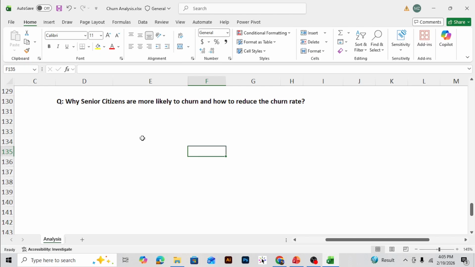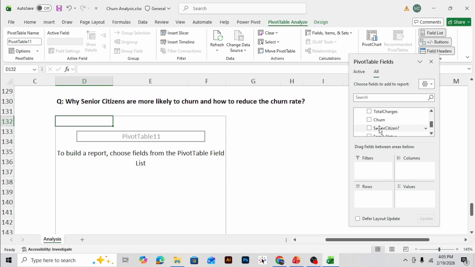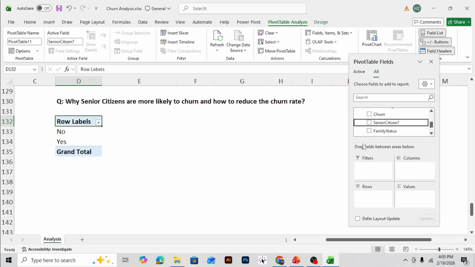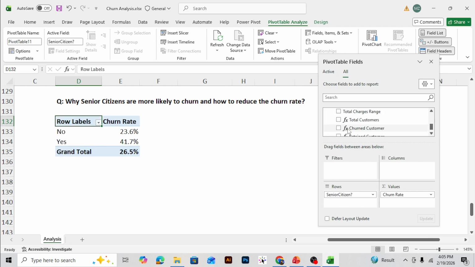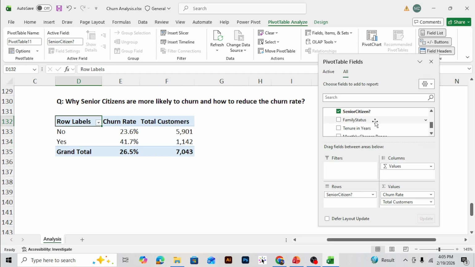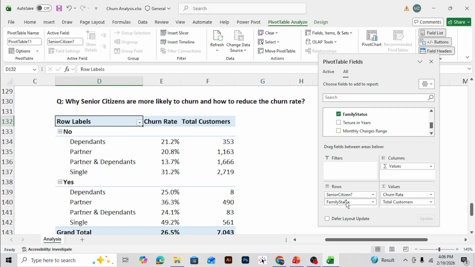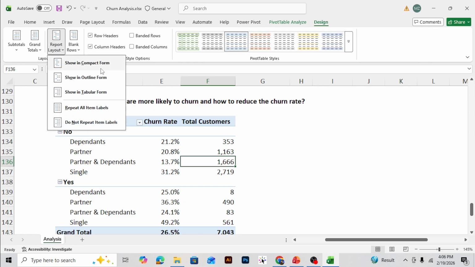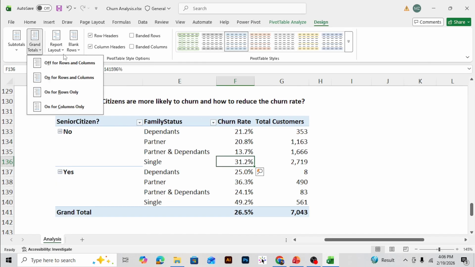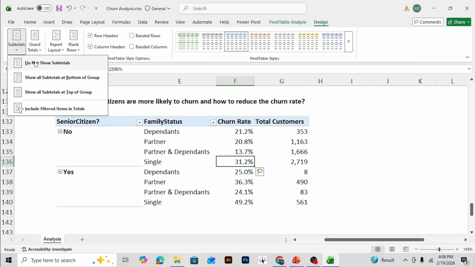So we are in Excel now and we are going to answer why senior citizens are more likely to churn and how to reduce the churn rate. Let's insert a pivot table. I will bring the newly created senior citizen in the rows. Let's bring the churn rate and total customers. And I will bring the family status column in the rows section. Now go to design, report layout, show in tabular form. We don't want the grand total or subtotal.